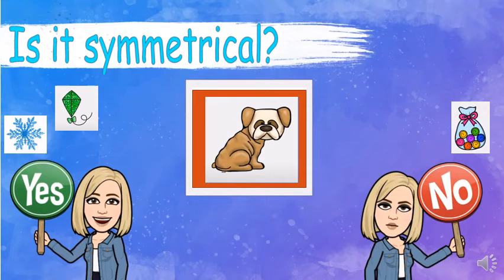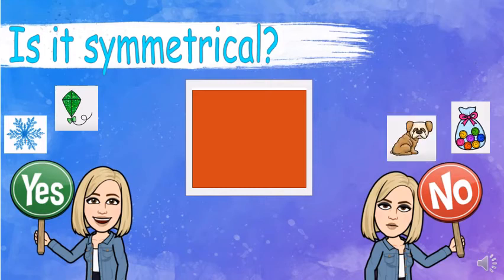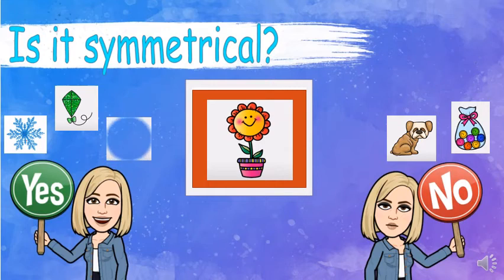And this dog, if you put a line on the middle of his body, no, it's not symmetrical. But if you put a line on the middle of his face, it's symmetrical. What about this flower? Yes, it is symmetrical because if I put a line in the middle, we can see the same things on both sides.